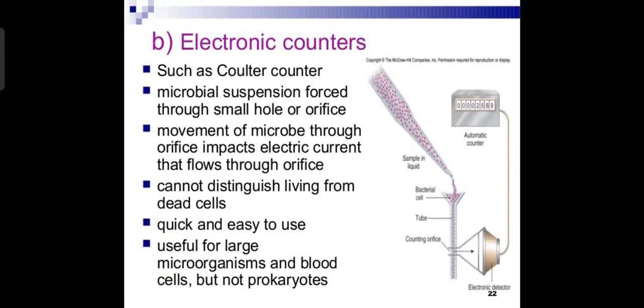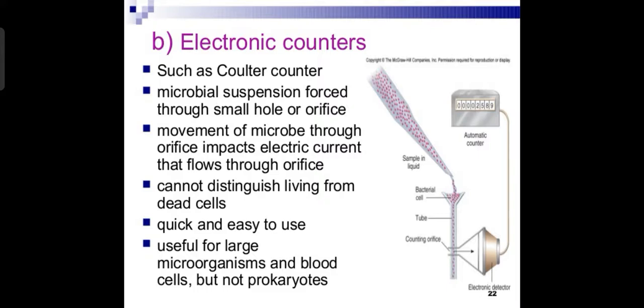Next we have the Coulter counting method. The Coulter counting method is an electronic method. In this method, the microbial suspension is forced through a small hole or orifice. Here the movement of microbes through the orifice impacts the electric current that flows through the orifice. In this method, living and dead cells are not distinguished. It is a quick and easy method. It is used for counting large microorganisms and blood cells.